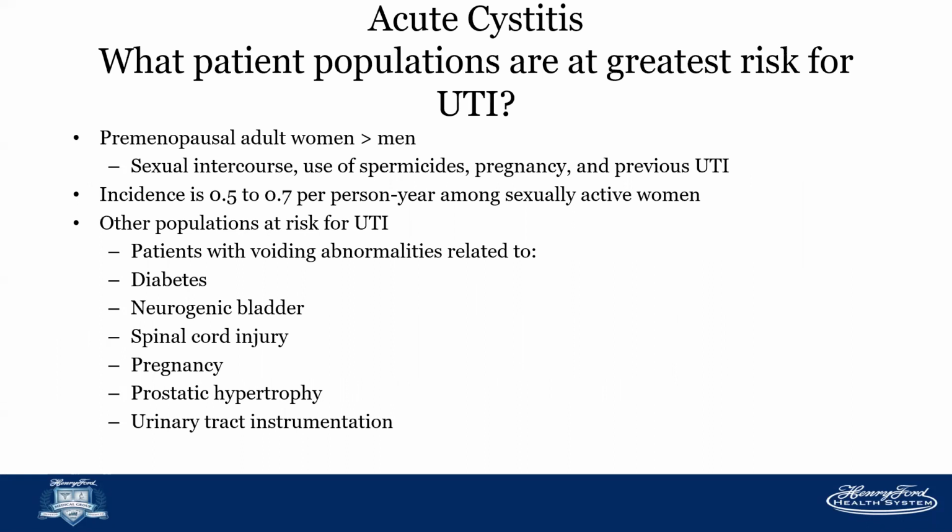What patient populations are at greatest risk for urinary tract infections? Premenopausal adult women, more so than men, and that's due to the anatomy. Women who have sexual intercourse, women who use spermicides, pregnant women, and people who've had previous urinary tract infections are at greatest risk. Other patients, diabetics, people who have neurogenic bladders, spinal cord injury, prostatic hypertrophy, or patients who've had recent urinary tract instrumentation are also at risk for urinary tract infections.